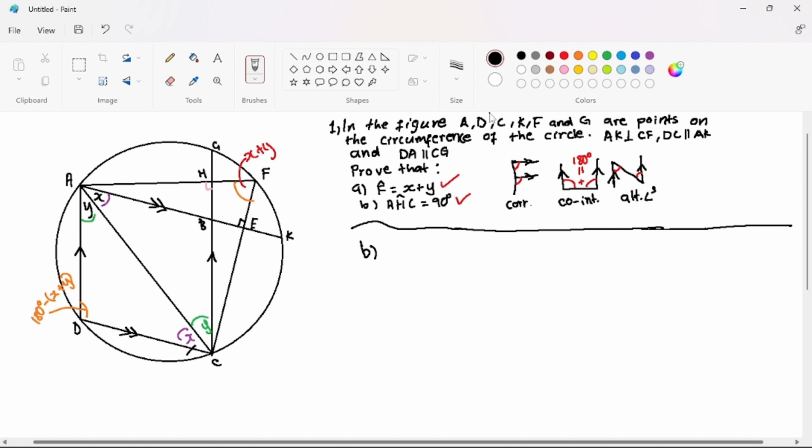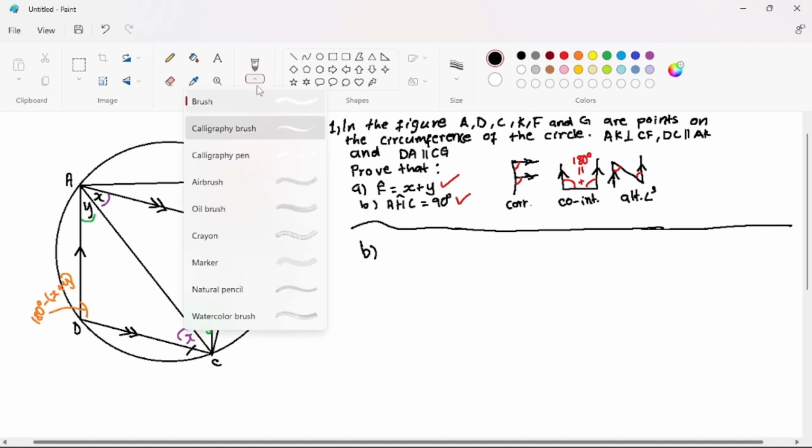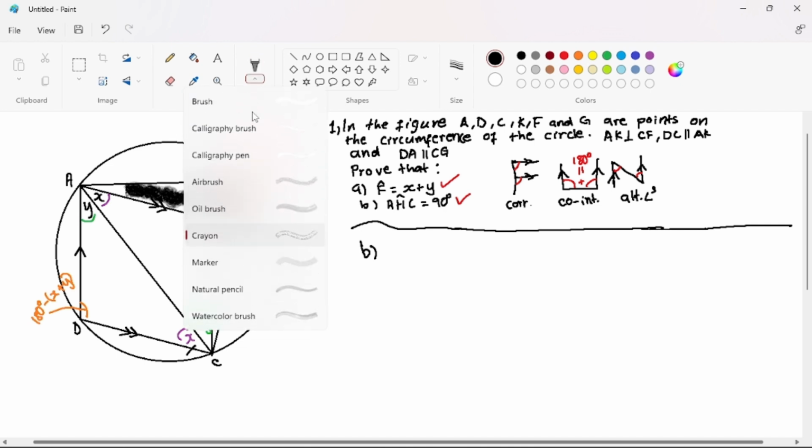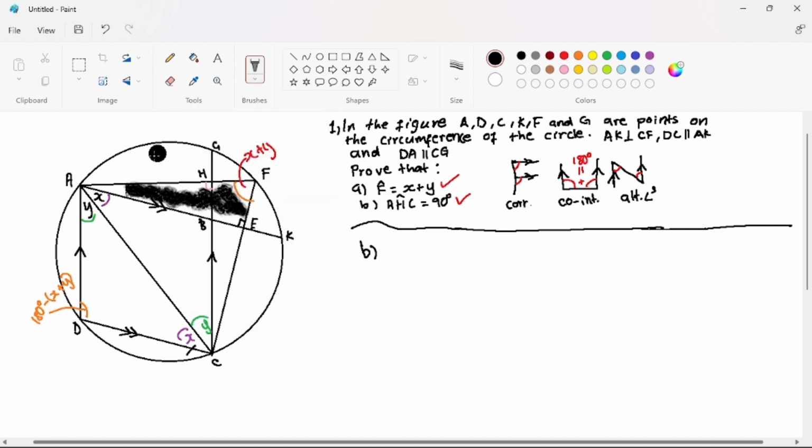So guys, I want us to consider this triangle. Let me try to get a pencil. Okay, a crayon is fine. We are going to consider this triangle, guys. Why we are considering this triangle is because we are trying to find this angle. We are trying to find angle A, actually.